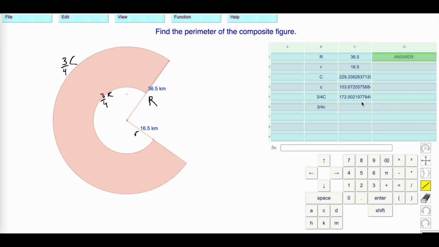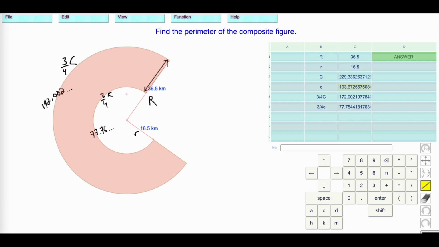That gives us 172.0021977. And 3/4 times the little circumference gives us 77.7544. This distance is 172.0021, and then the 3/4 of little circumference is 77.7544.